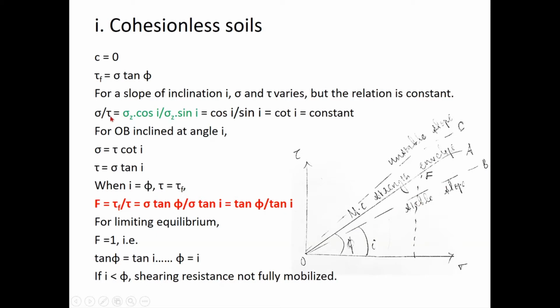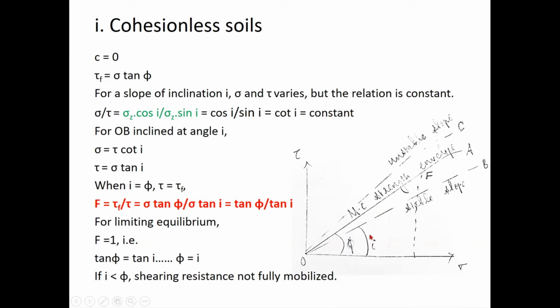Now we derived the expressions for sigma and tau in terms of sigma z yesterday, right? Sigma z was the normal stress acting on the critical failure surface, isn't it? So sigma z cos I by sigma z sin I is my sigma by tau. Cancelling the sigma z's, I have cos I by sin I, which is equal to cot I, a constant, right? So for a slope of inclination I, sigma and tau vary, but that relation is constant. It is cot I, isn't it? You don't have to derive it even like this, because we know the basic equation, tau is equal to sigma tan phi, right?